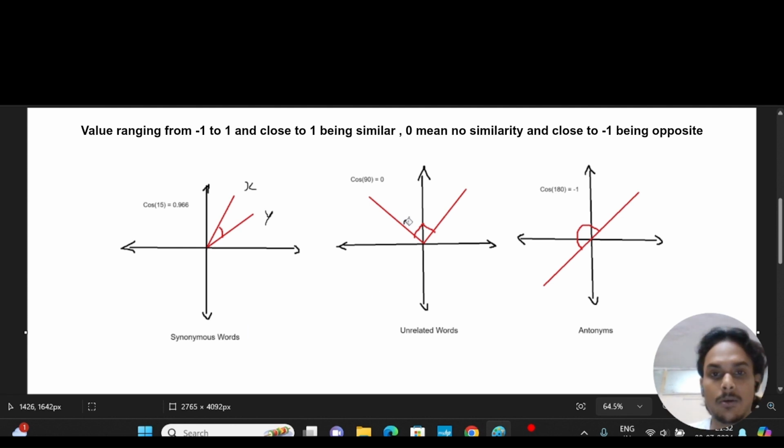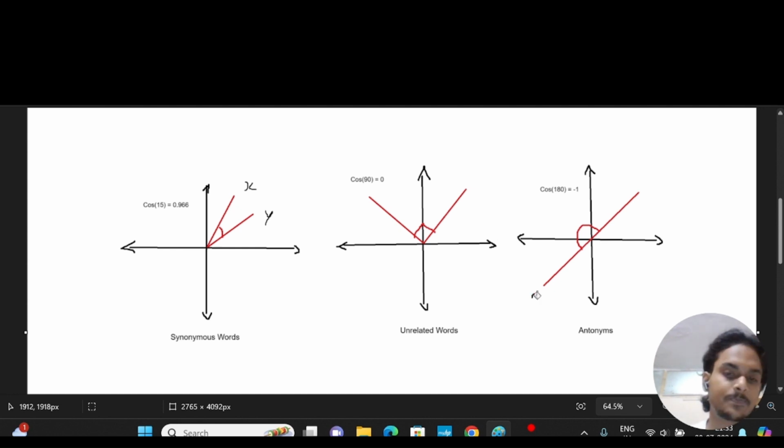Again, if there are two words, for example, and the angle between them is 90 degrees, cos 90 is 0. So there's a high probability that both the words will be unrelated. There is no relation between them because the angle between them is more. Then in the third example, as you can see, if the angle between the two words is 180, cos 180 is minus 1. So there is a high probability that the two words are opposite of each other. That's what these three graphs signify.